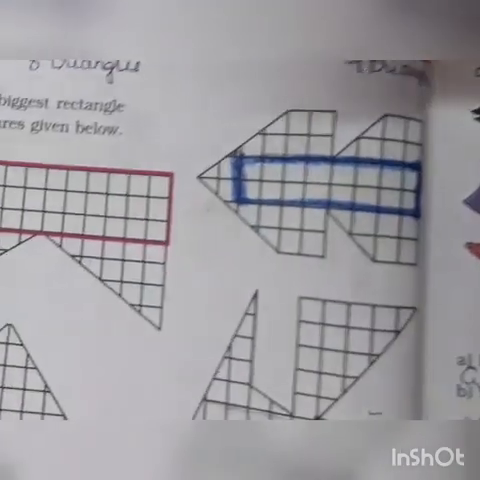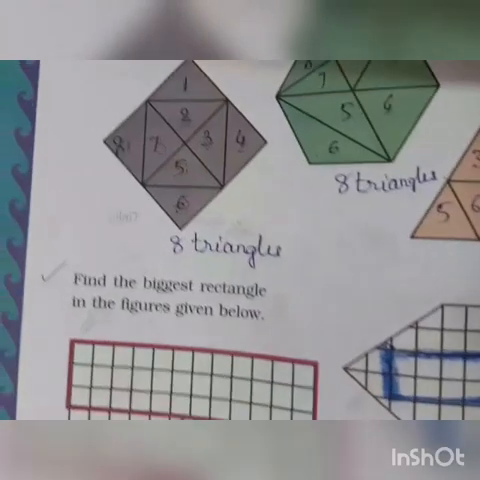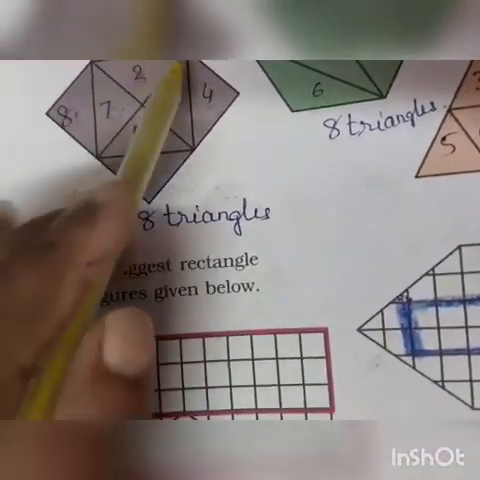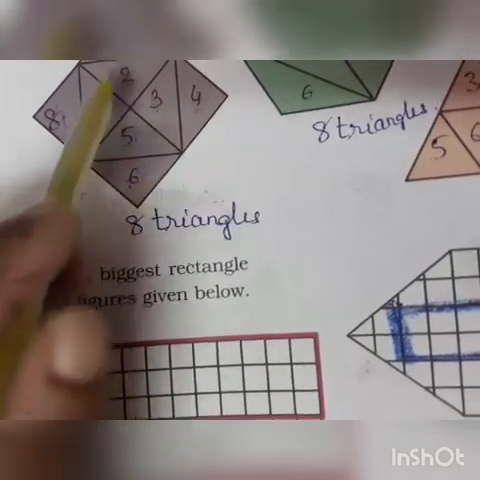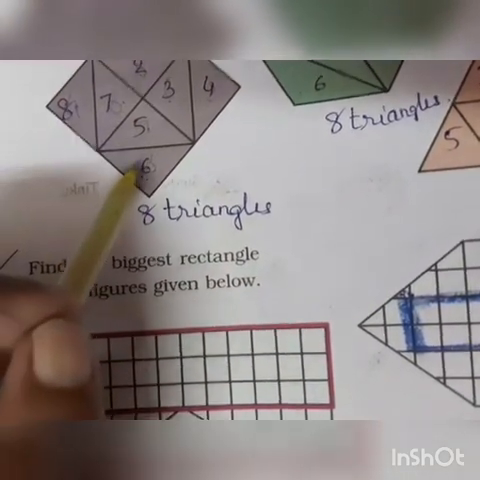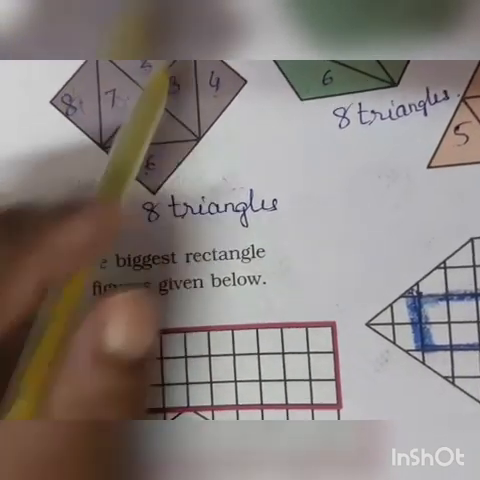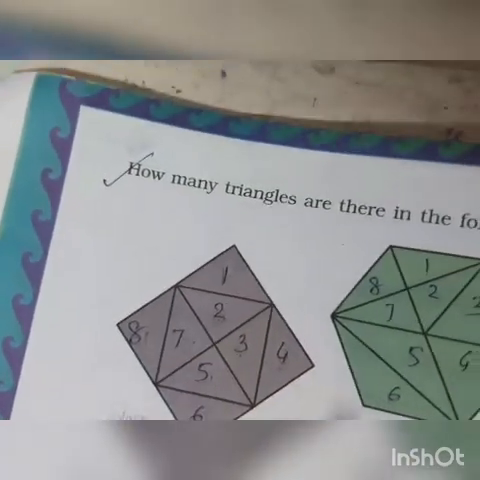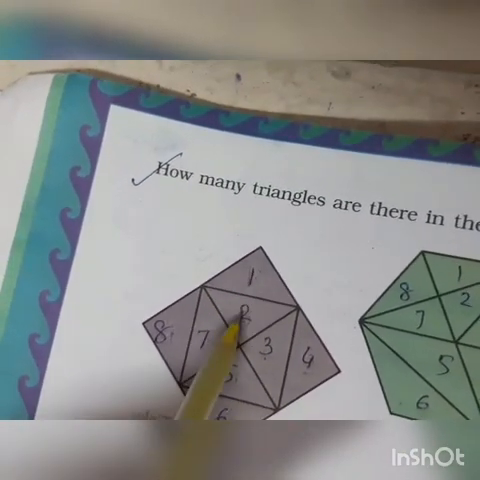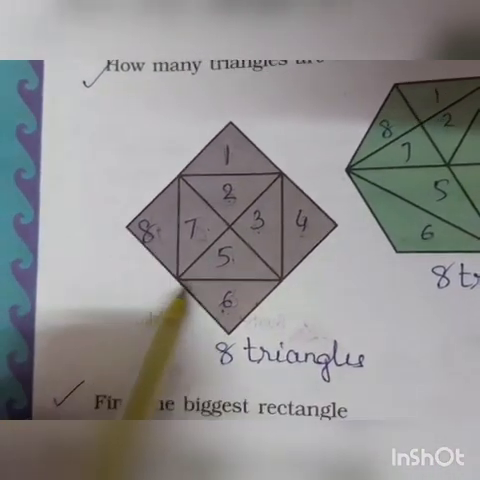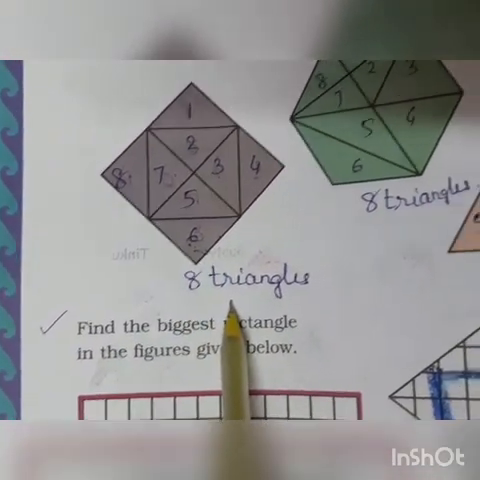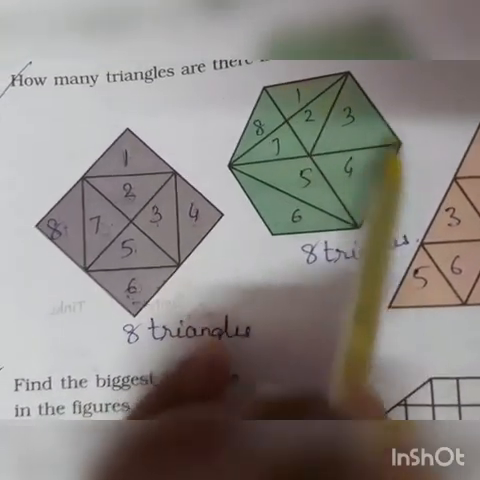Now moving on to page number 62, how many triangles are there in the following figures? Now you can see this is a diamond shape. ये diamond shape के अंदर जो है there's a small square which has been drawn. Now this square divides this, then again this square has been divided by the 2 lines. So this diamond shape is divided into many different triangles. You can see 1 2 3 4 5 6 7 and 8. So this one shape has been divided into 8 small triangles. So how many triangles are there in this diamond shape? It is 8 triangles.